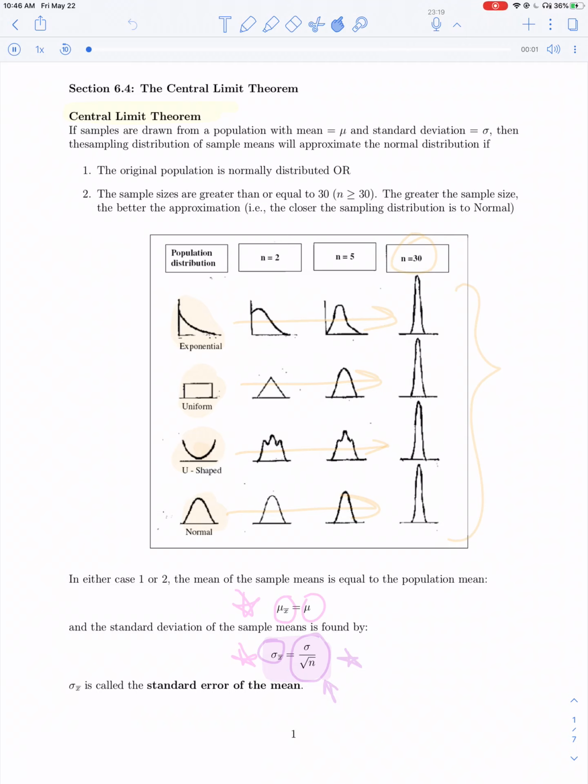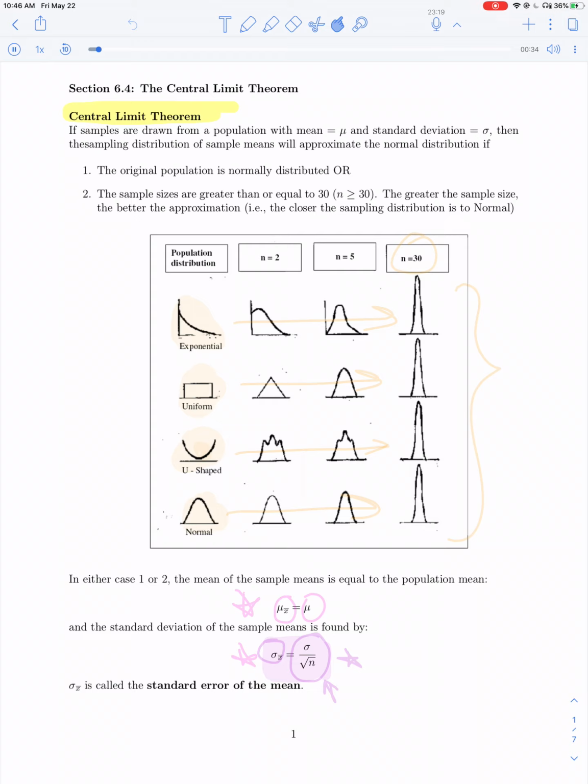In this next section, section 6.4, we're going to be asked to find probabilities or areas for a mean. Not a data value like we've been doing, but a mean of values. Because we're using larger samples, we're going to be using something called the central limit theorem. And this is going to work behind the scenes in what we're doing.